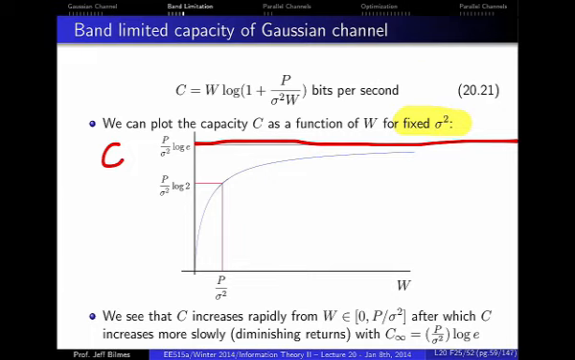The other thing to note is that there's this rapid rising period here, and then this more slowly rising period here. And the point, in some sense, P over sigma squared, is that critical point where it moves between these two regions.